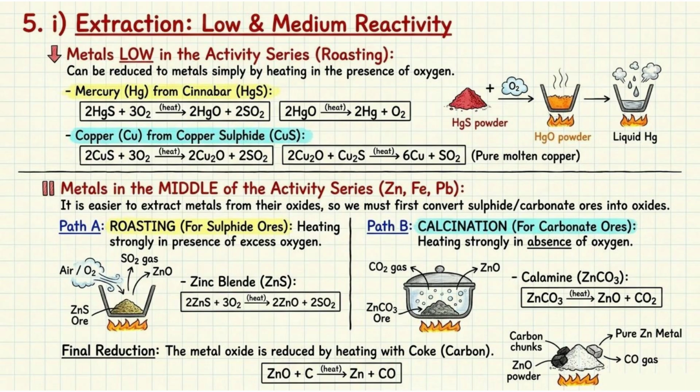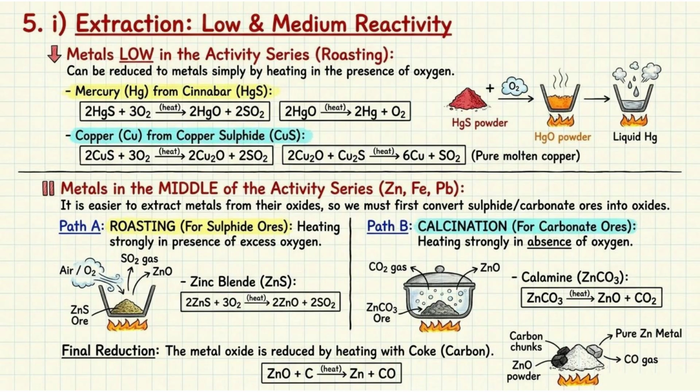Copper from copper sulfide, CuS, is similar. Roast it: 2CuS + 3O2 + heat yields copper oxide, 2Cu2O, plus 2SO2. Then the newly formed oxide reacts with the remaining sulfide: 2Cu2O + Cu2S + heat yields 6 atoms of pure molten copper, 6Cu, plus SO2 gas.